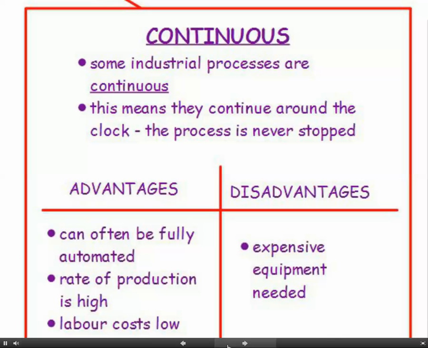Continuous processes, as the name suggests, continue around the clock. The process is never stopped. Now, the advantages of this are that they can often be fully automated and the rate of production is high. And because it's fully automated, the labour costs are low. But the disadvantage of this is that expensive equipment is needed.